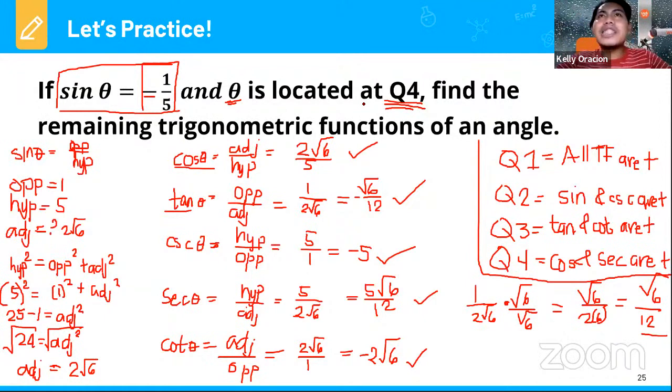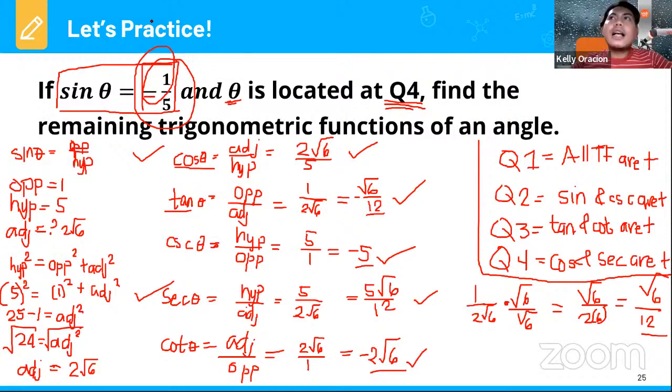Now, our angle is located at quadrant 4. So, ang positive lang si cos at saka si sec. The rest are negative. Kaya nga, yung tan natin is negative, yung cosecant natin is negative, yung cotangent natin is negative, together with the sine. Ang sine natin dito is negative din siya. Okay? So, that is the process on how to find the remaining trigonometric functions.